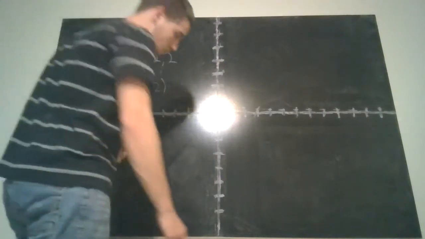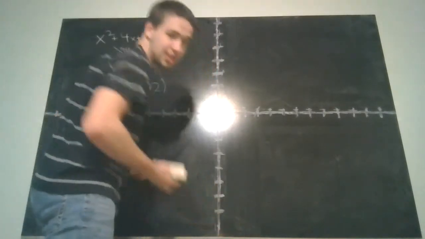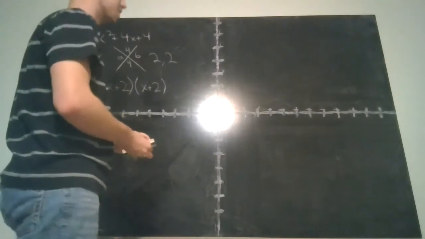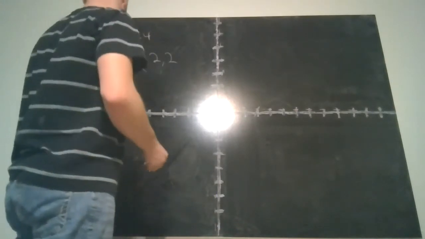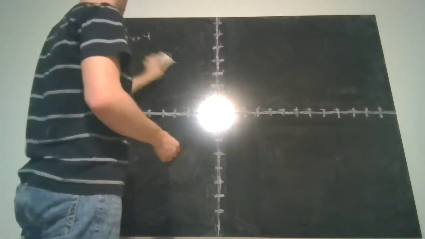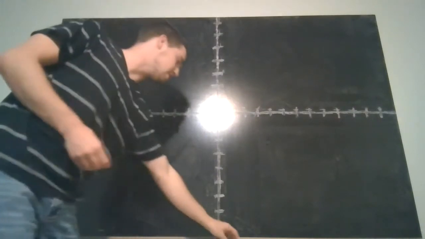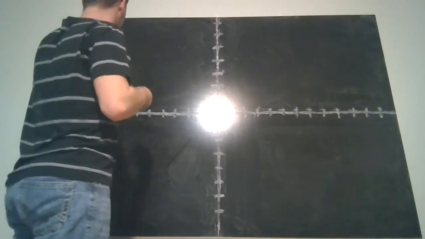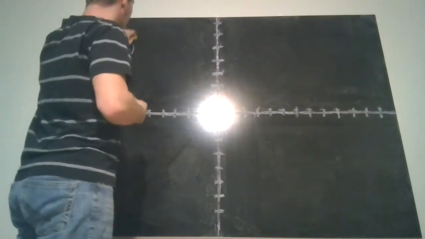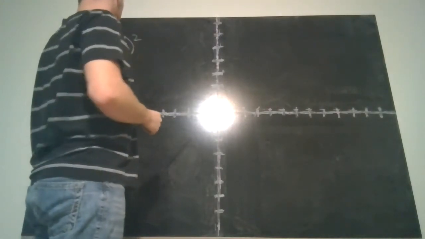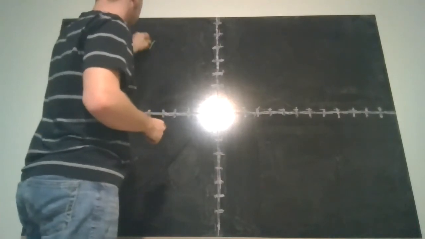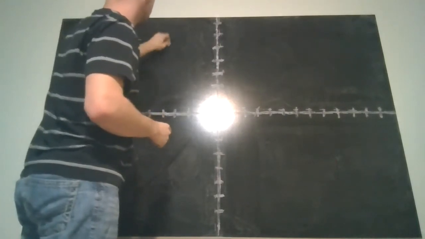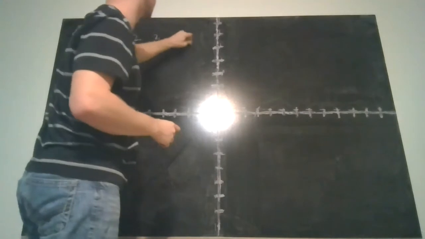But what happens if it's not so easy to factor them like that? What can we do in a more general case? Well, we know that x plus a squared is x squared plus 2ax plus a squared.